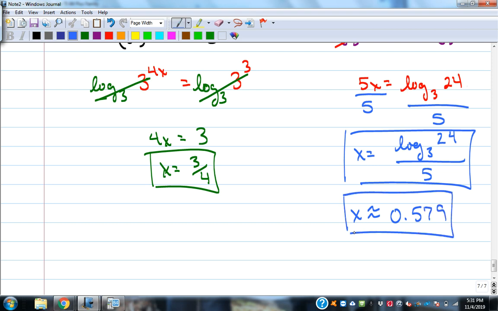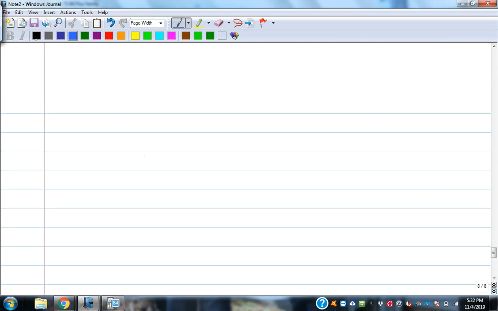So we get the exact solution is log base 3 of 24, all divided by 5, or the decimal approximation being 0.579. Earlier we were ignoring the bases, just kind of hand waving an actual math operation that made that happen. When that number is not nice on the other side, you can't ignore that operation. You've got to use that log to get there. So let's look at another one like that.